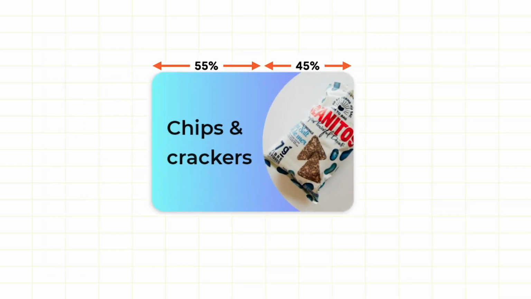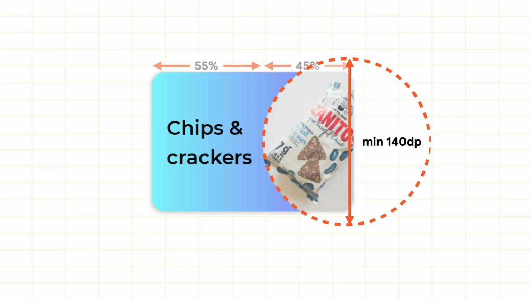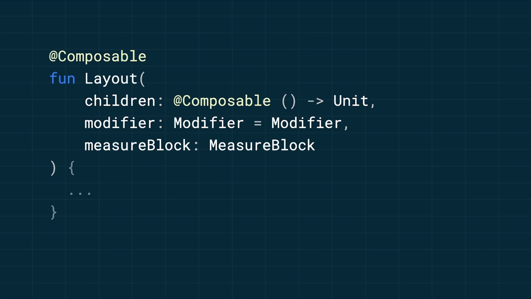The design of this item calls for the text and image to be divided up as a percentage of the available space. The image should then peek in from the edge of the card with a minimum diameter. Now, you might be able to build this with the standard layouts, but Compose made it straightforward to implement this exact design. The layout composable is the building block for custom layouts.